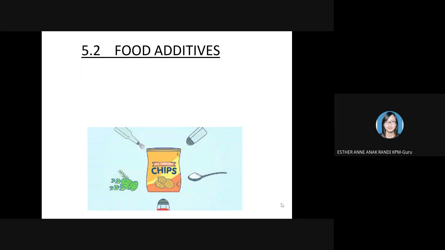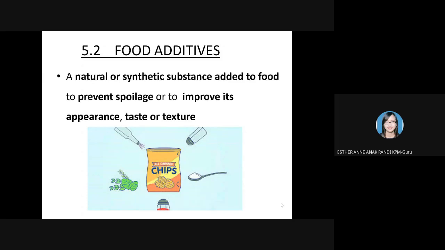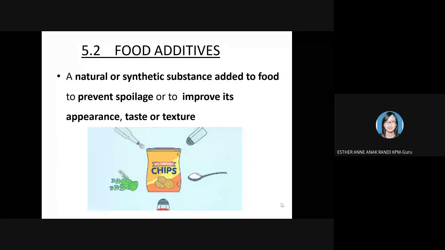Okay. So food additives is a natural or synthetic substance added to food to prevent spoilage or to improve appearance, taste or texture. Boleh tak kamu bagi saya example? Apa contoh food additives yang kita ada? Kita ada pewarna makanan. Kita ada apa lagi? Yeast, MSG, lagi? Yeast. Okay. Lagi?